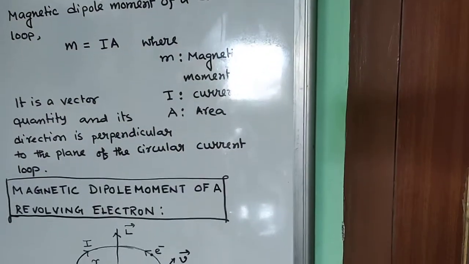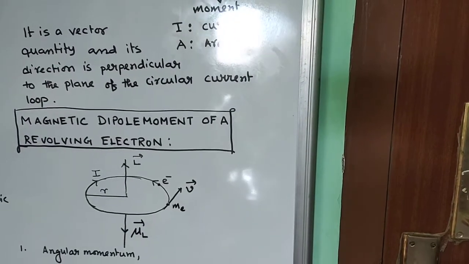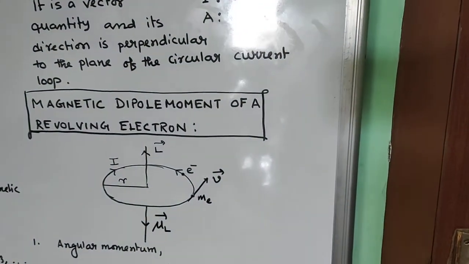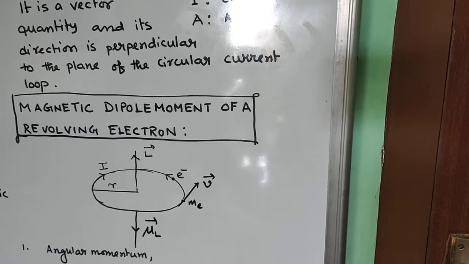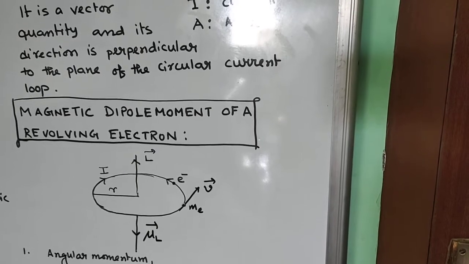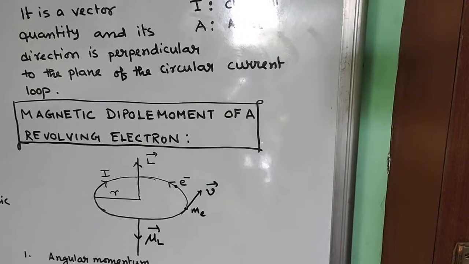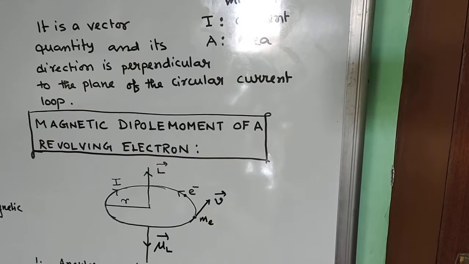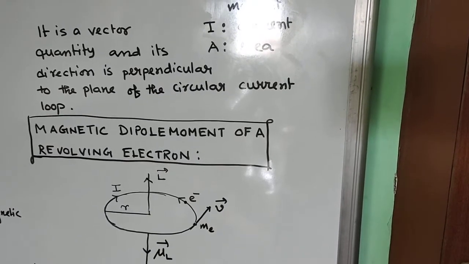Now, let us go to the next topic, magnetic dipole moment of a revolving electron. Now, the electron is moving in a circular path, and here in the figure, we have given the mass of the electron as m suffix e, and the direction of its linear velocity is defined by the tangent at that specific point, and that is specified by the v vector. And the electron is a negative charge.